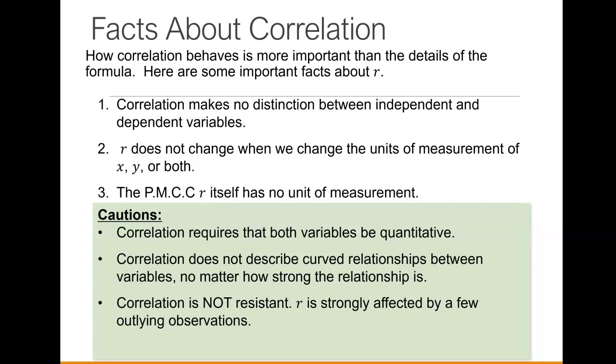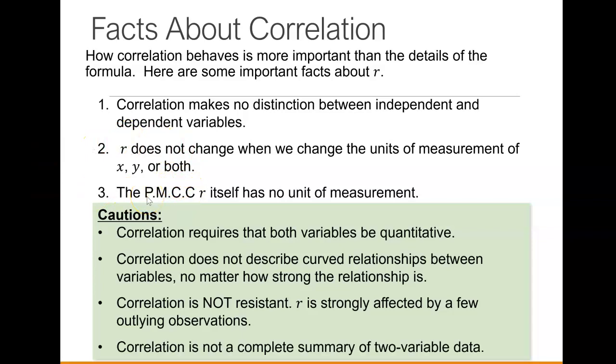And we say that R is not resistant because it's strongly affected by just a few or maybe even a single outlier. So this could be very affected by outliers. For example, if I have a straight line of dots here, and then I have one more way down here in the corner, the correlation is going to be lousy, even though you can tell it's a perfect straight line. This one guy way over here is going to screw everything up and give you a lousy correlation. That's what the third bullet point is saying.